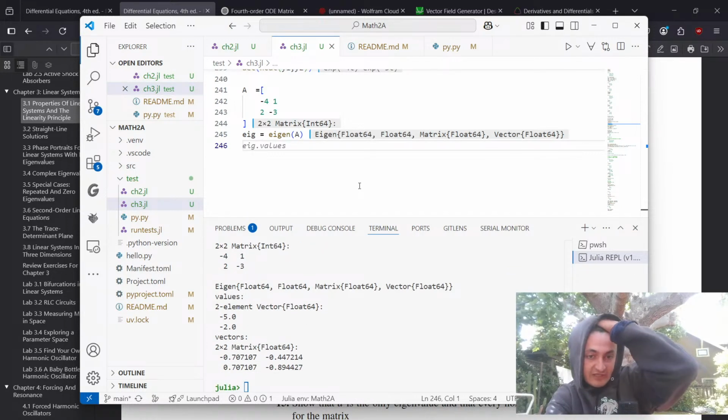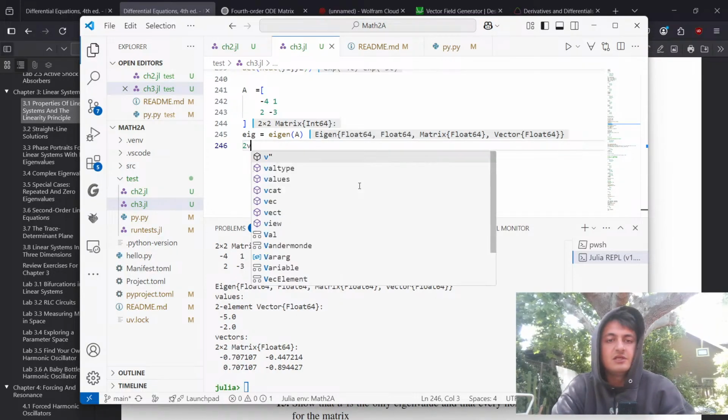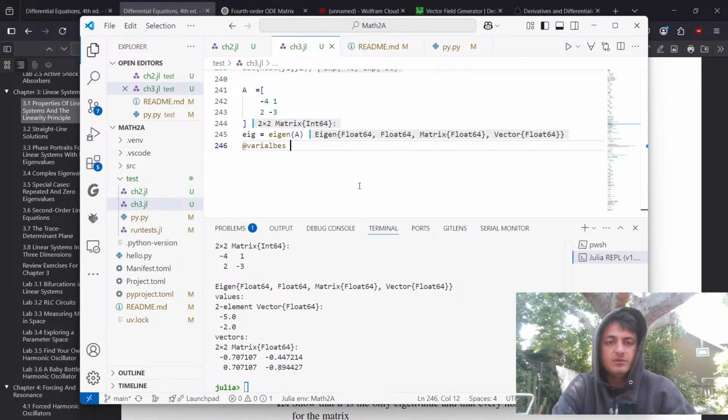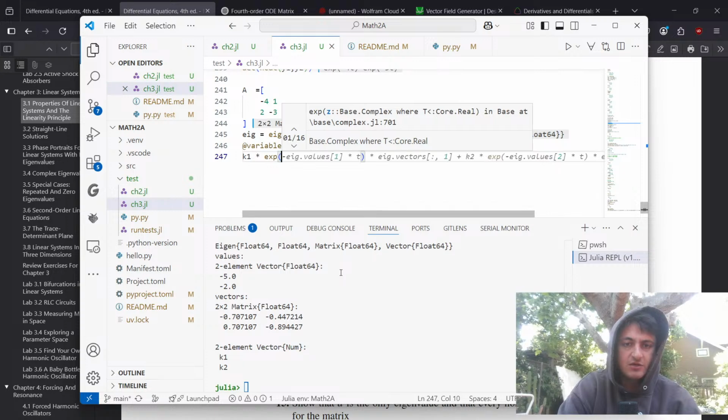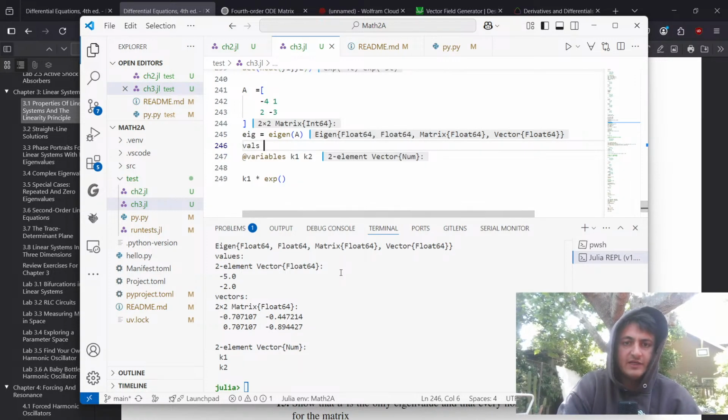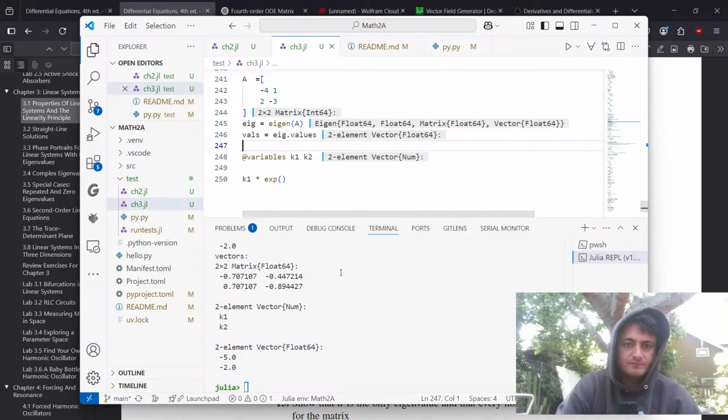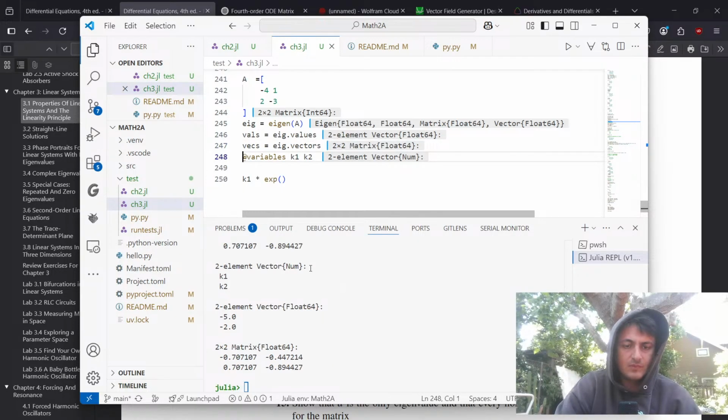Okay, so now that we have the eigenvalues and the vectors, our general solution is, let's just do this with variables, K1, K2. So what we're going to have is our general solution is going to be K1 times x of minus, or let's just say vals equals, oh, it's returned as a matrix. Okay.